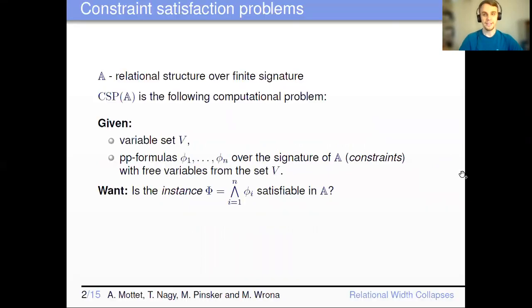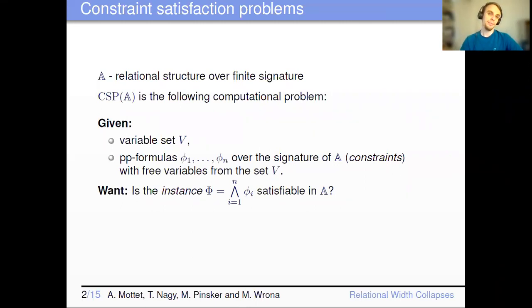We are dealing with constraint satisfaction problems in this paper, so let me shortly introduce what a constraint satisfaction problem is. So we are given a relational structure A over some finite relational signature, but possibly over infinite domain. And then the constraint satisfaction problem over A, or CSP(A) to shorten it, is the following computational problem.